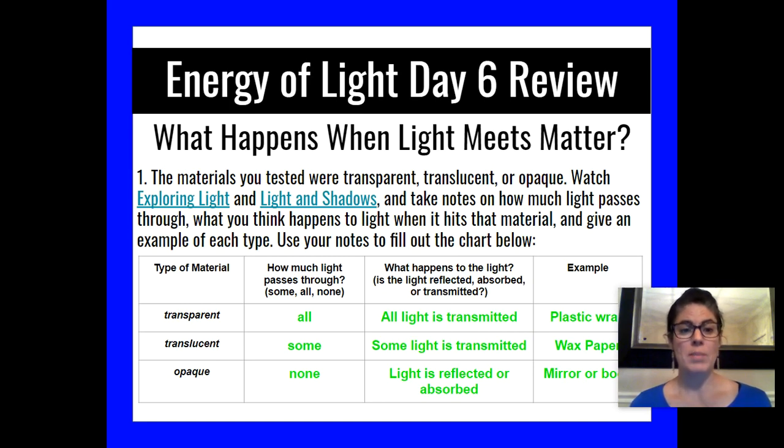And the third type of material we investigated was opaque. None of the light passes through. What happens to that light? It is either reflected or absorbed. An example of an opaque object that we investigated was the mirror or a book.